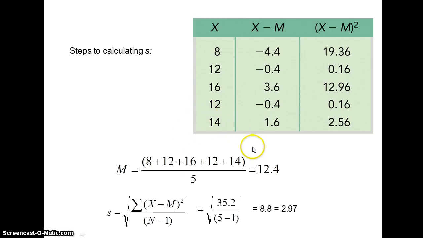So here's an example. We've got our sample mean of 12.4. If we subtract it from each of these individual scores, we get these values. And then we square those values, and we can sum those values together and get 35.2. And notice that we have 5 scores, so our denominator should be 5 minus 1. We get 8.8, and let's make a quick correction here, that value needs to be taken to the square root, and so once we take the square root, we get 2.97.